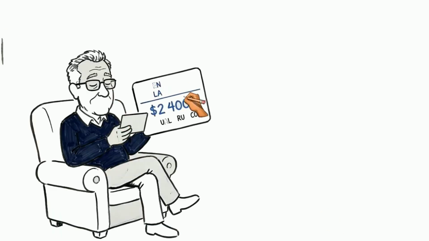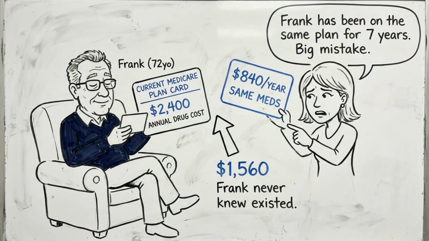Let me introduce Frank. Frank is 72. He enrolled in a Medicare Advantage plan when he turned 65 and has been on the same plan ever since, 7 years. He assumed that once you pick a plan, it stays good. His annual drug costs under his current plan: $2,400. He has no idea that a different Medicare Advantage plan in his same zip code covers his exact same medications at $840 per year. Frank is overpaying by $1,560 every year, and he does not know it.